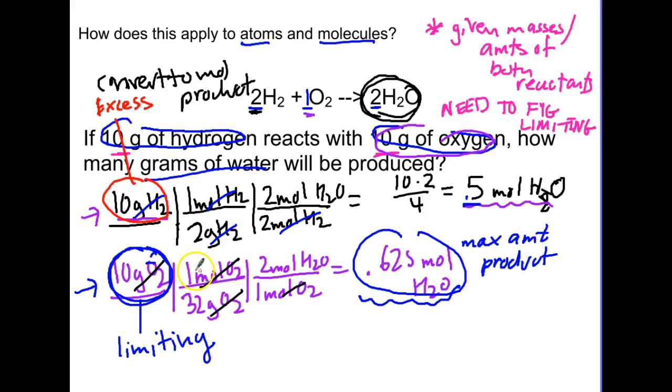And we'll practice problems with how to calculate the amount of excess reactant and whatnot. But for now, what you really need to think about is conceptually, what does it mean if a compound is limiting or in excess, and how to figure it out on a problem like this.